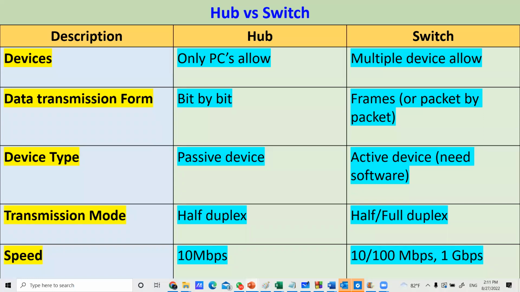Right. Then considering the speed, normally a hub has the lower speed, 10 megabits per second. Then a switch has somewhat larger speed. Normally it ranges from 10 to 100, and also 1 Gbps switches are currently available. This type of speed switches also. Therefore, a switch gives very high speed data transfer in the network. Right, that's about hub and switch.